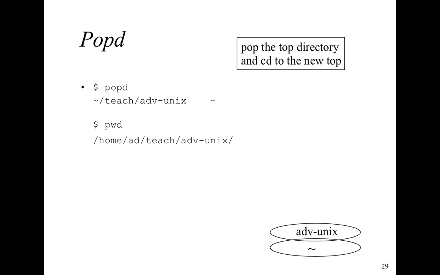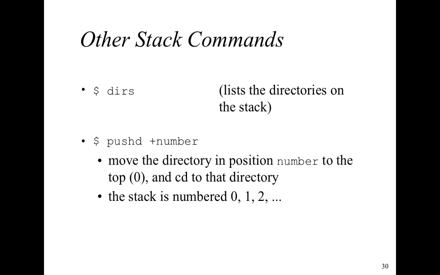Check the directory, now we've popped off the stack. So we can type in pop D. Other stack commands: dirs lists the directories on the stack. And then push D plus a number moves the directory at the position number to the top, the 0 level, and CDs to that directory. And the stack is numbered 0, 1, 2, 3.